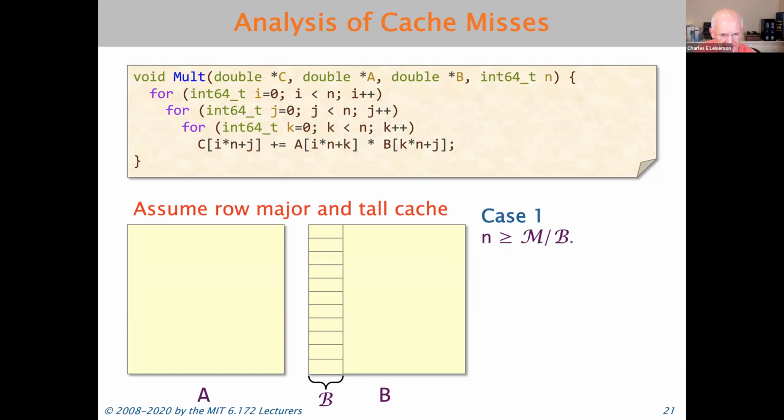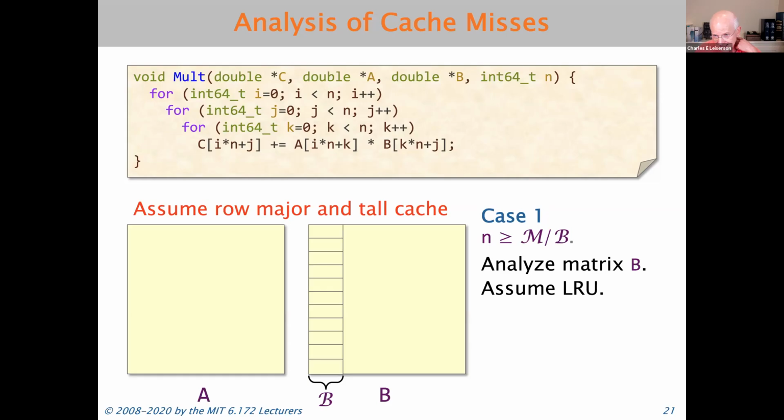In this case, n is greater than M over B, okay? So what does that mean? That means that n is at least the number of lines in the cache. That means a whole column won't fit in the cache at the same time because each element of the column resides on its own cache block, separate from the other elements of its column. Now, because the cache is fully associative, we're not really worried about conflict misses, even though we're looking at a column as we did when we studied submatrices before. That was a different problem. We're now looking at a fully associative cache.